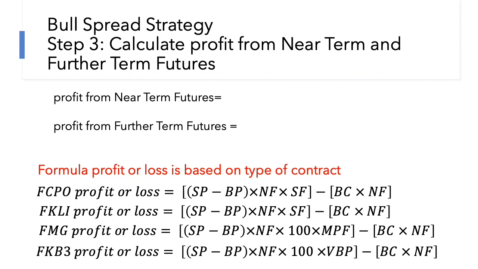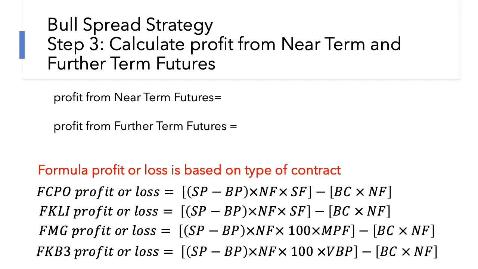Then you sum up today's basis point and later basis point. You get the total basis point. Or you can calculate the near-term basis point and the further-term basis point. You sum up the near-term and further-term basis point. You also get the total basis point from the spread strategy.